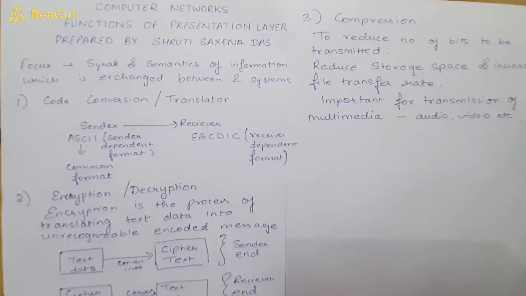Then the third function says that if you are sending any multimedia data, or any data of big size, then it is better to compress it. When the number of bits is reduced, the file transfer rate will increase. So all these 3 methods are the main functionality of the presentation layer in the OSI model.